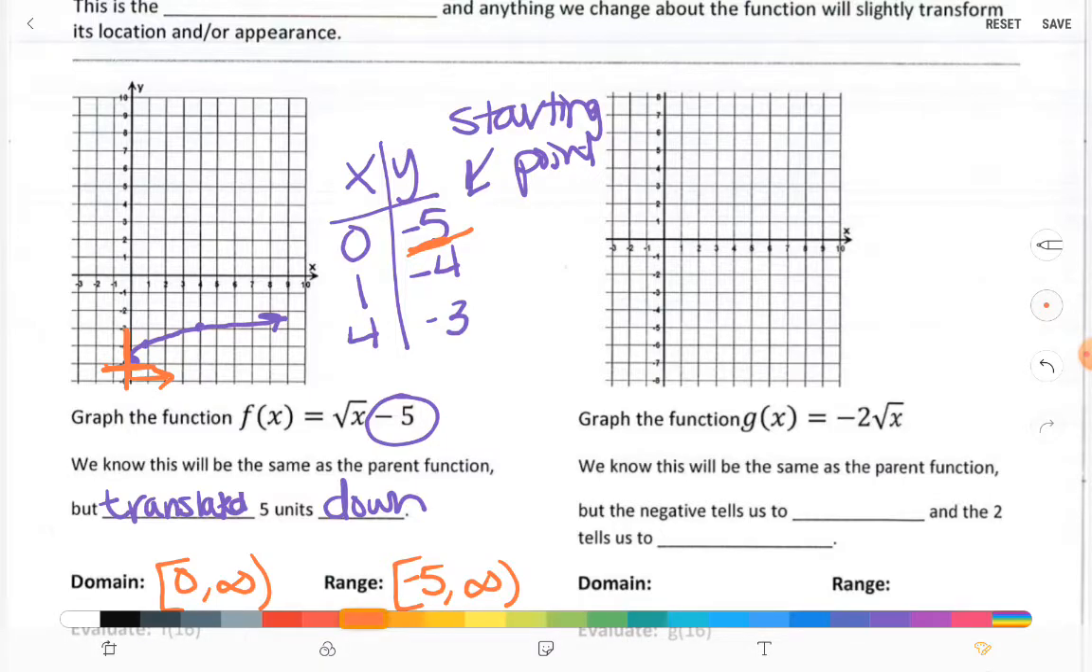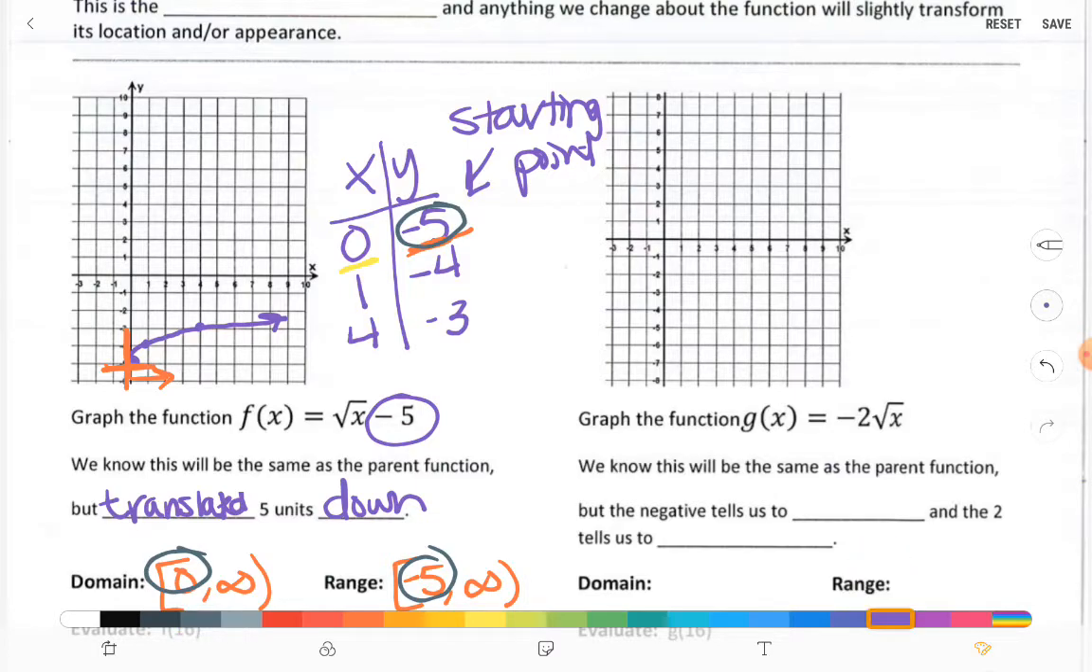Okay, and I hope you guys see some patterns here, okay? The pattern here is the 0 is the domain, that starting point. It's that same. And that -5 is going to be the starting point of the range. Okay?